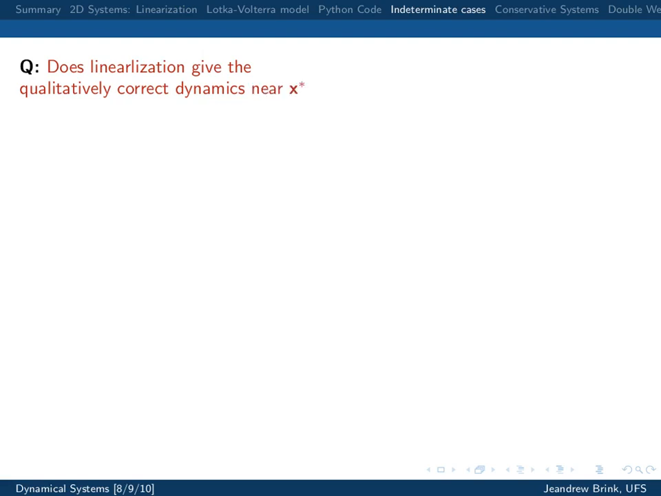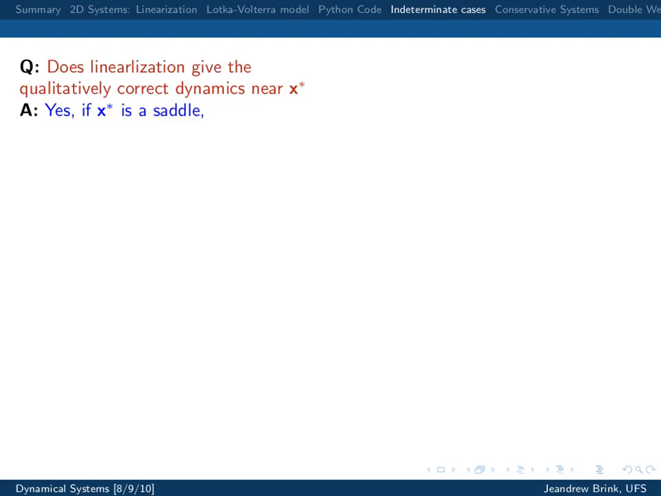And so the question is basically, does linearization give qualitatively correct dynamics near X star? And the answer is yes, provided your eigenvalues are not 0. Okay, so that's a more succinct statement than what I'm actually going to give you, but if you think back to that plot with a parabola where I put the various phase diagrams on the parabola, and where you had the saddle and the fixed points and the stable ones, linearization works everywhere except on the lines that we drew.